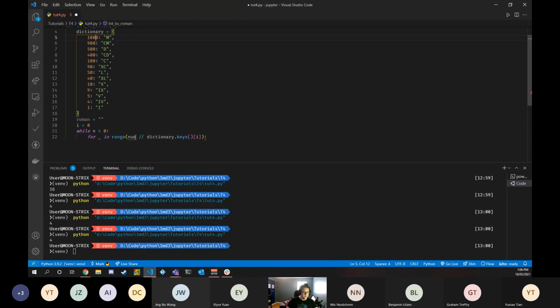So 3,228 integer divided by 1,000 returns 3. It was 3,000 divided by 1,000 is 3. And I'm going to do this instruction 3 times. The instruction will be Roman plus equals whatever my dictionary value at that key is, I should say.